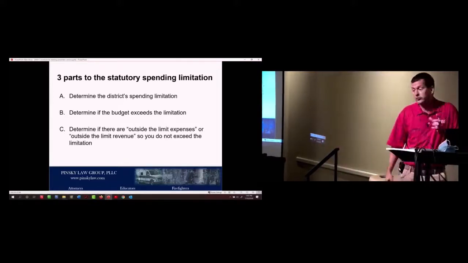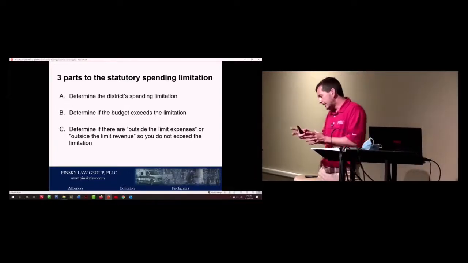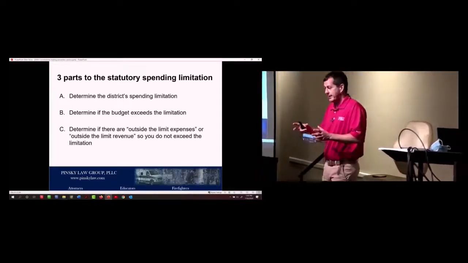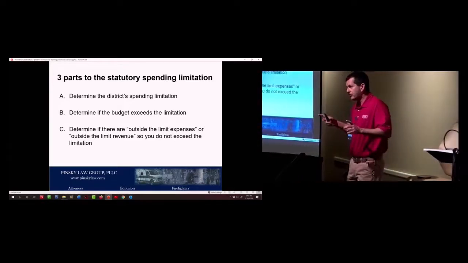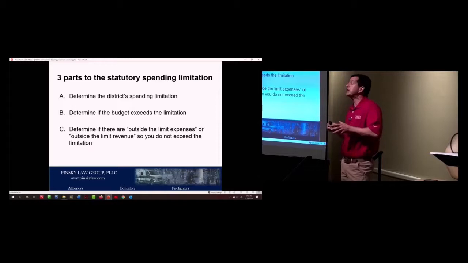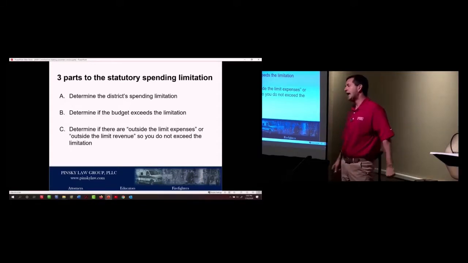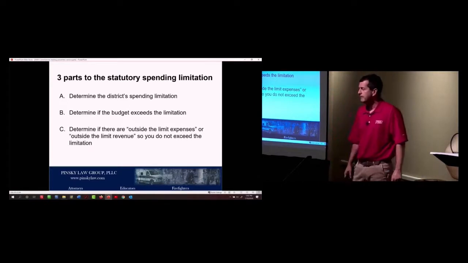Then three, or C, then we're going to determine, well, wait a minute. Our limit is $100,000, and our budget's $150,000. But $50,000 of our expenses aren't included in the limit. What you're going to learn right now is that some things are outside your spending limit. Your limit doesn't include all of your expenses. It's most of your expenses, or many of your expenses. And I'm going to give you a heads up how to figure out what they are.